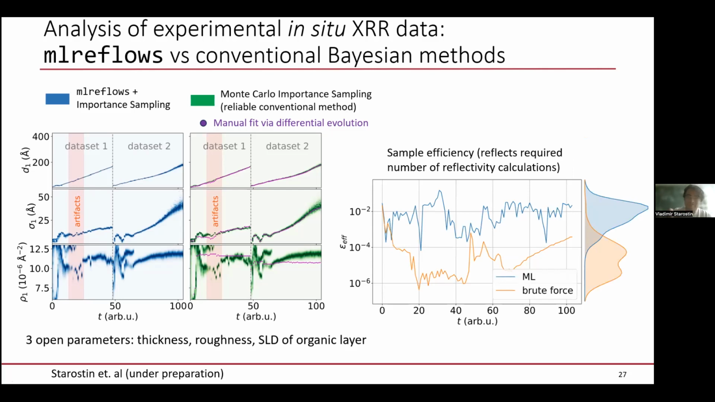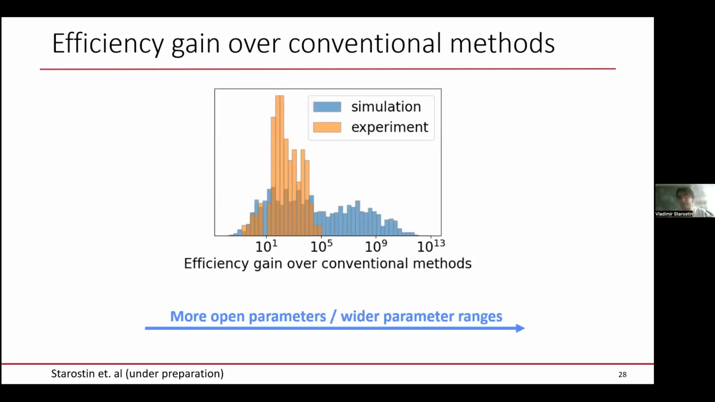The question is, why don't we apply reliable conventional methods such as Monte Carlo importance sampling if we can? We can do that. The obvious answer is that with machine learning, we do basically exactly the same. We obtain the same results, but much faster. And the way it's more efficient, I showed here, there is a metric called sample efficiency, basically how many reflectivity calculations are required to get the results. And for machine learning, orders of magnitude fewer reflectivity calculations are required, which allows it to obtain the result in mere seconds. And if we think about this, it's only 3 open parameters.